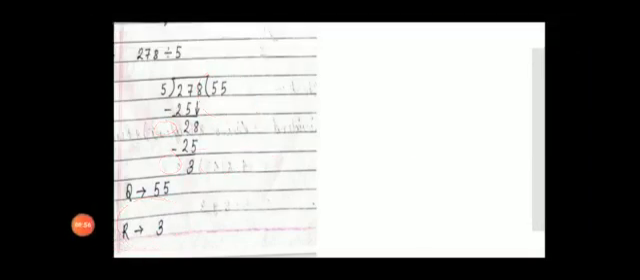Now move to the next exercise, 33. In exercise 33, what problem is given? So we have to solve this question. Now question number 1 is given. How many groups of 10 children each can be made from a class of 43 children? How many children will be left over?